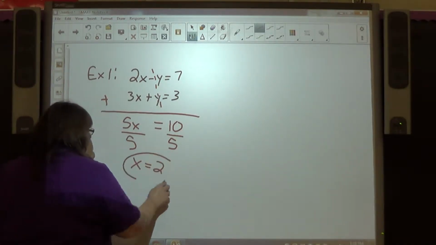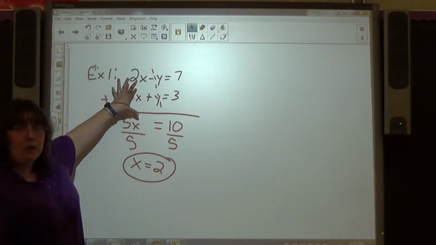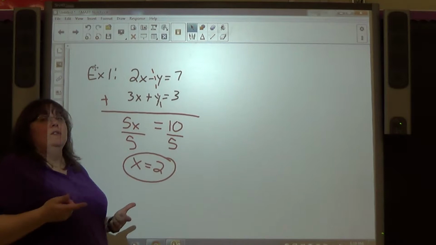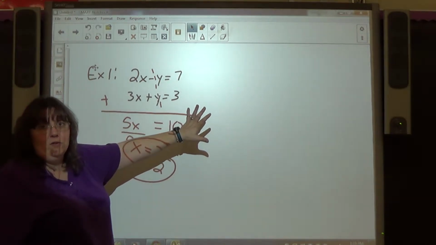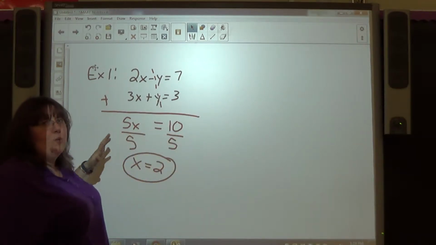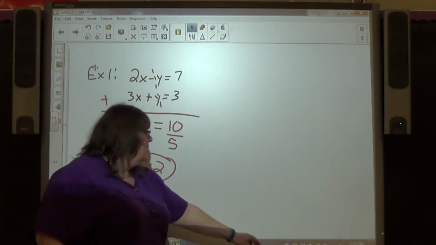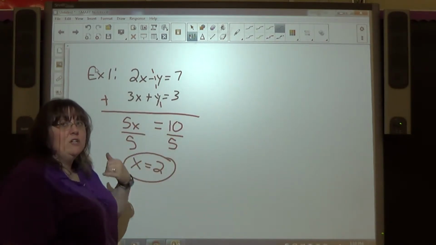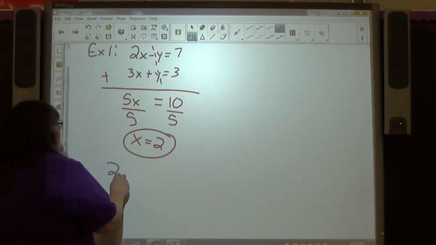Now, like we did with substitution, we have to take this x and plug it back into one of the equations, okay? Now, when you hear me talk about these, you will hear me say the original equation, because eventually we may have to do some multiplication in order to eliminate, okay? So when I say original equation, that means before we do anything to the equations, okay? So, I have x, I need y. Again, it doesn't matter which equation we use. Both are in standard form, so it just doesn't matter which one I use. So let's take the first one.